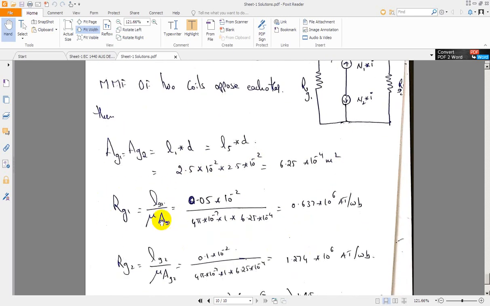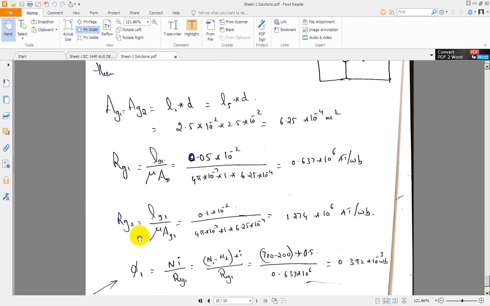Reluctance of the air gap 1 is LG1 by mu AG1, which is equal to 0.05 divided by 4 pi into 10 power minus 7 into 1 into the air gap cross-sectional area. Substituting the values, you will get 0.637 into 10 to the power of 6 ampere turns per Weber. Similarly, RG2, the reluctance in the air gap 2, is the length of the air gap 2 divided by mu AG2. You will get 1.274 into 10 to the power of 6, just double of this. Why? Because the length is double and all the remaining parameters are the same.